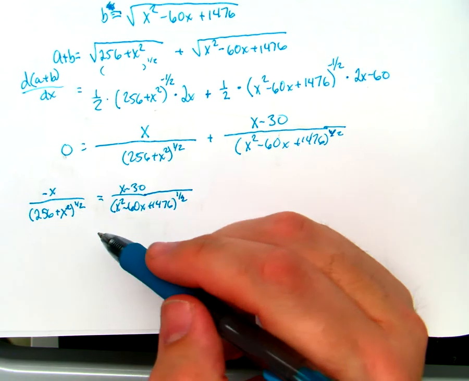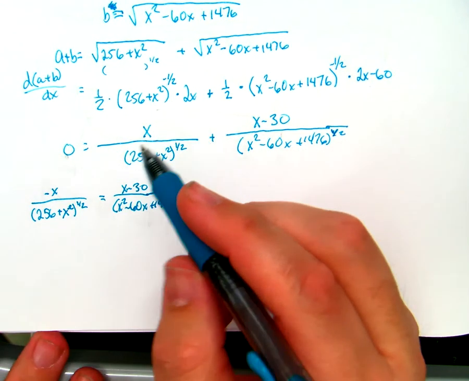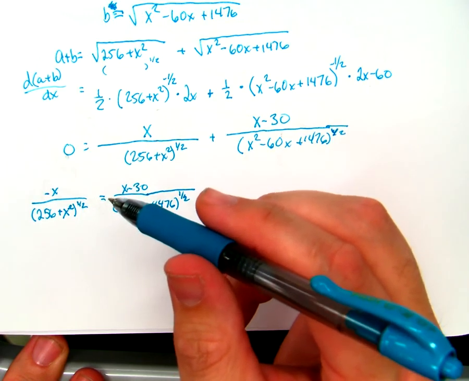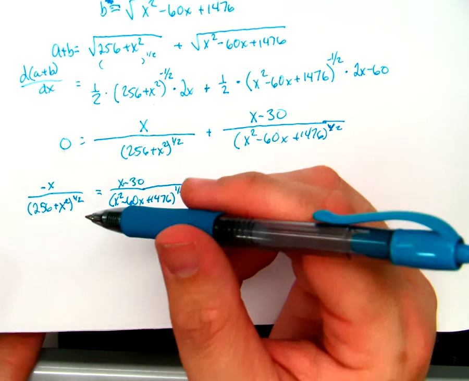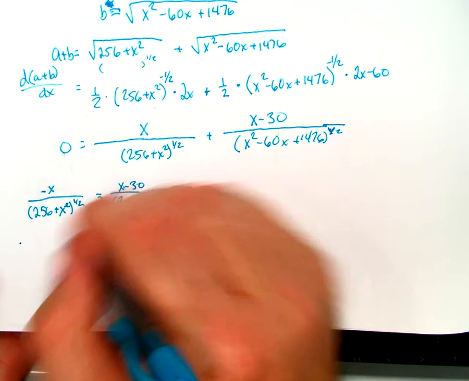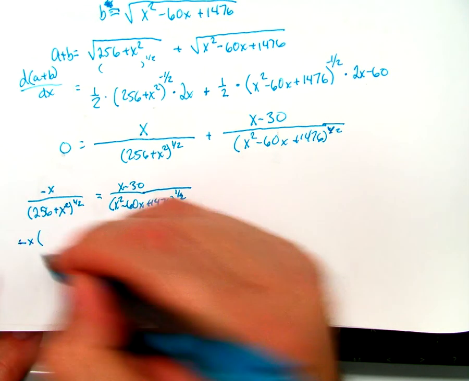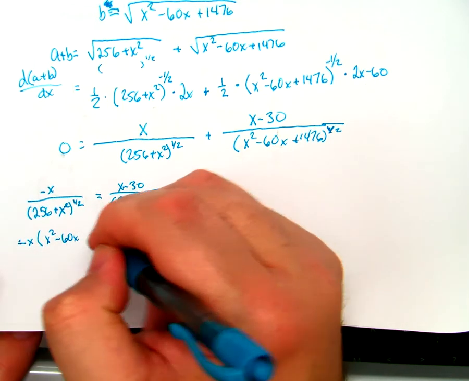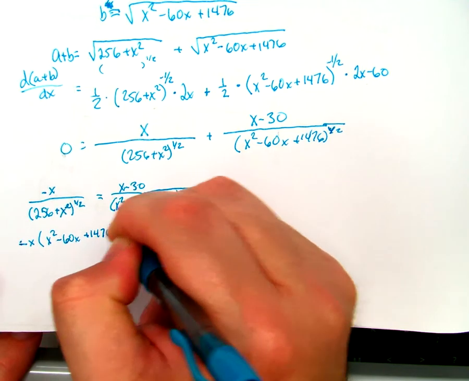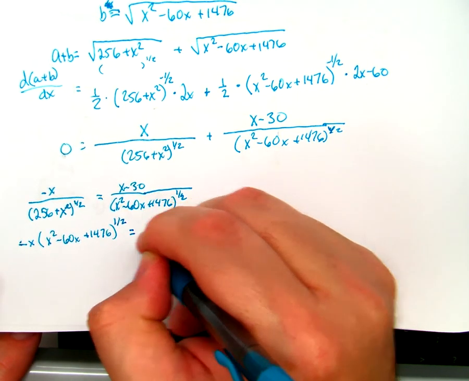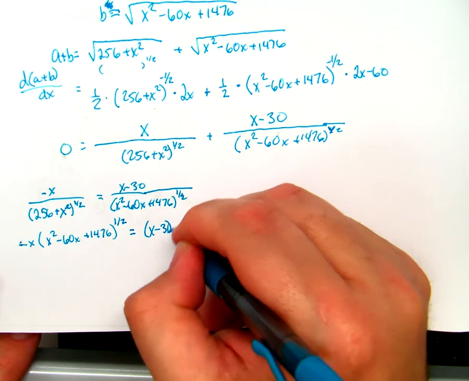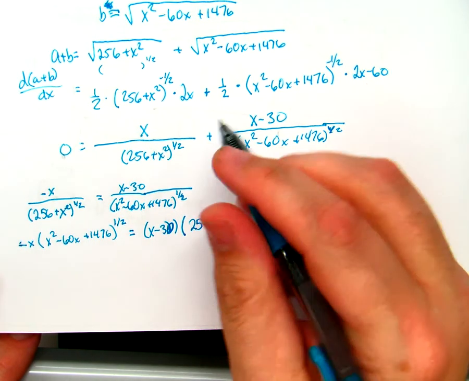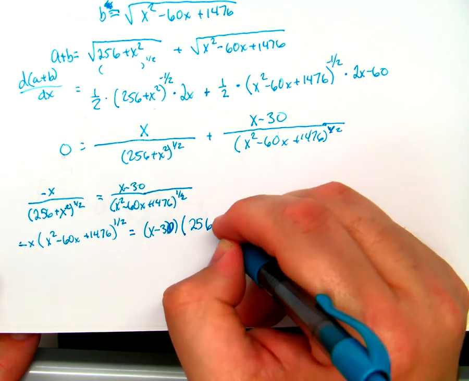Well, what if I squared both sides? And we'll cross multiply first. We'll do that. Do a cross product, get negative x times x squared minus 60x plus 1476 to the 1/2 is equal to x minus 30 times 256 plus x squared to the 1/2.